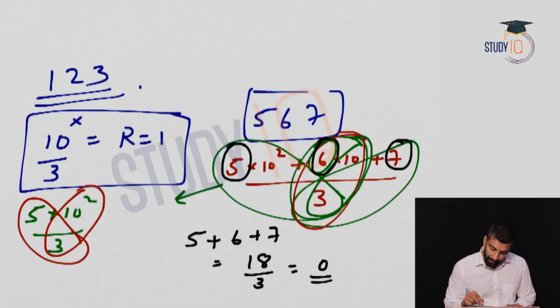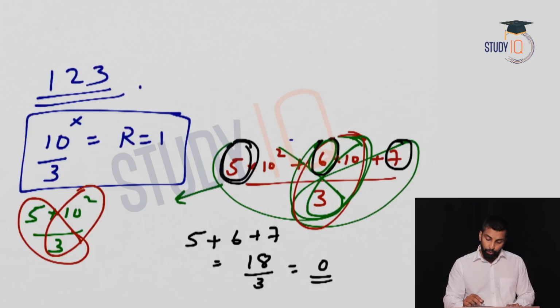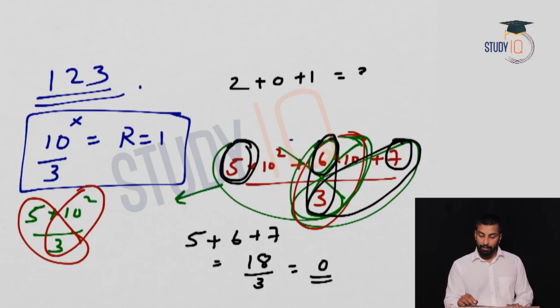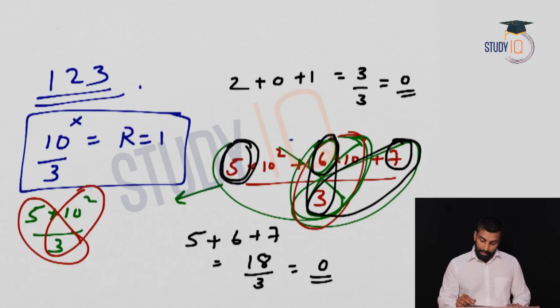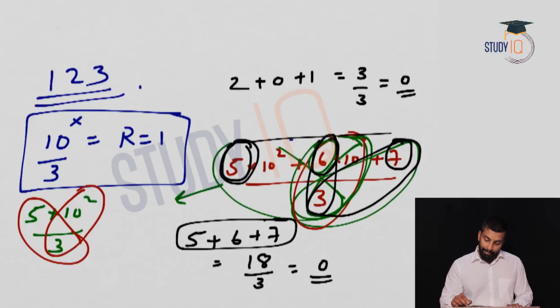Now otherwise, if you find 5 divided by 3, you will get 2. 6 divided by 3, what is the remainder? 0. So plus 0. 7 divided by 3, what is the remainder? 1. So what is total? 3. Now this 3 you can divide with 3, still you get remainder 0. So that's what we have done here. We are not doing that at this stage.